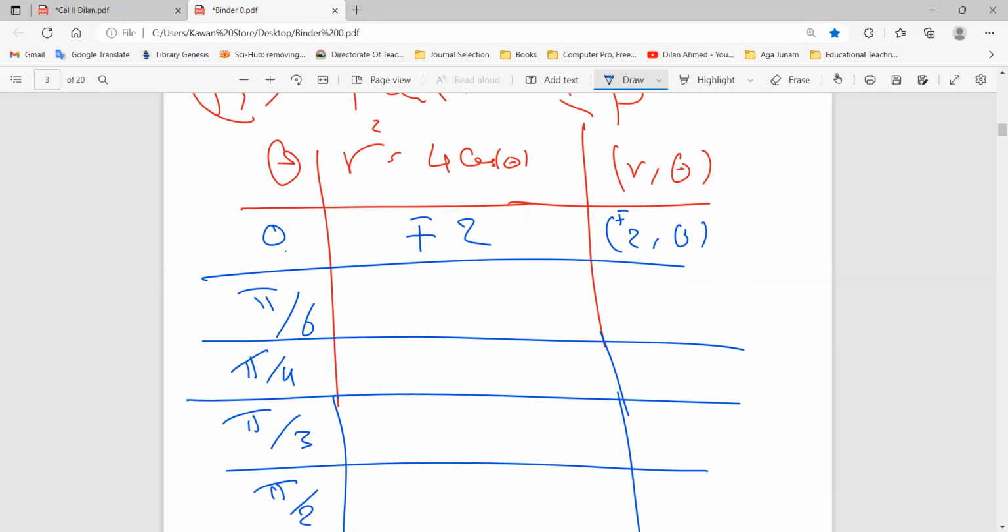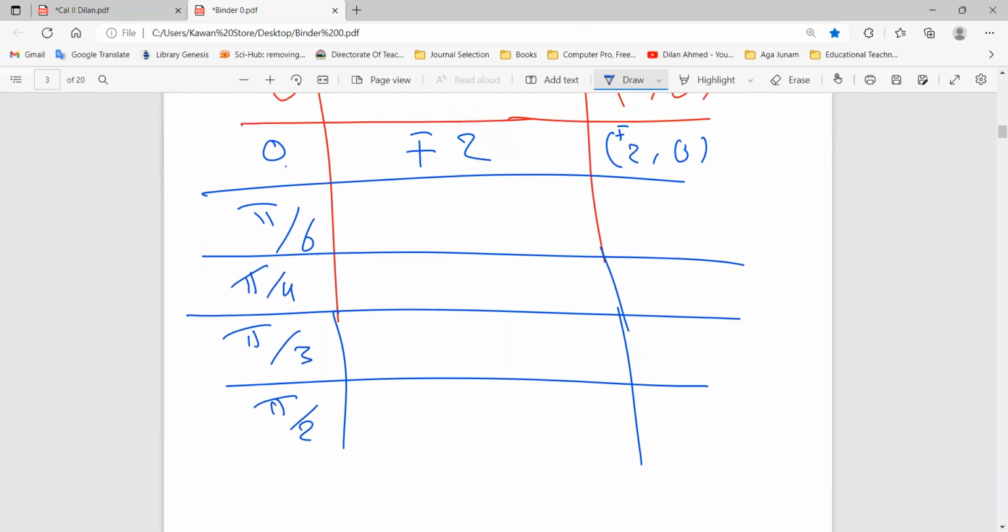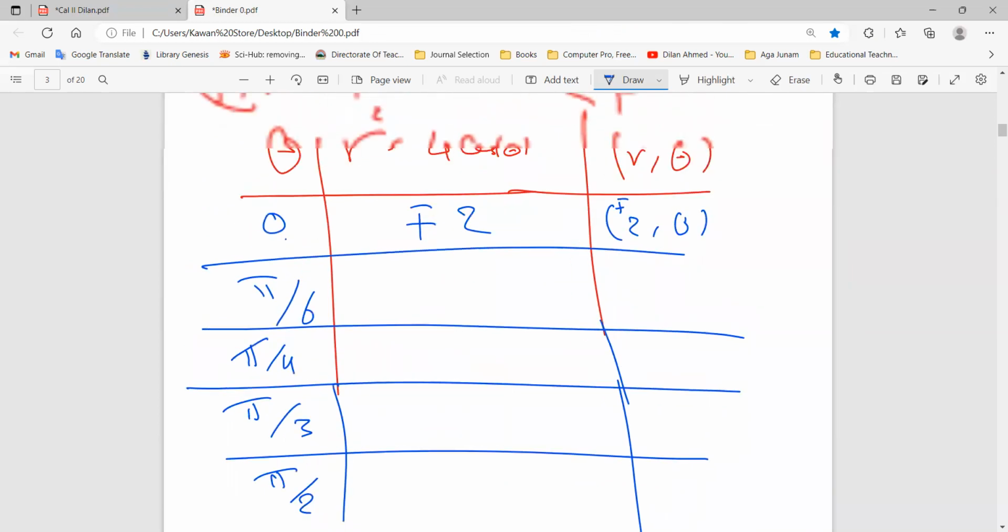I don't know, so I'm going to use the table again. I say 1 over 2, so square root of 3 over 2, 4, right? R square equal to that one. So r equal to what? Forget about that one. Let me change it to 2. So at some point I cannot sketch it because it's irrational.